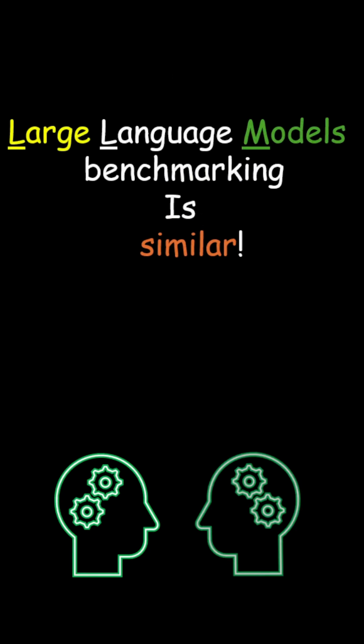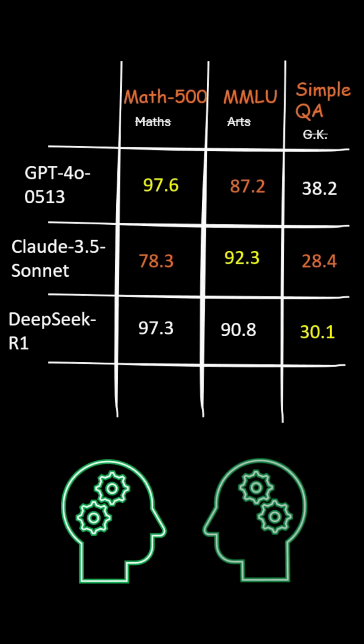Large language model, LLM, benchmarking is similar. Instead of school subjects, we have tests like Math 500, MMLU, and Simple QA. Now, the question is, which is the best language model? Well, it depends. From the table, we can infer GPT-4o is the best in mathematics. Claude 3.5 is the best in MMLU. If an all-rounder is needed, DeepSeek might be the best choice.